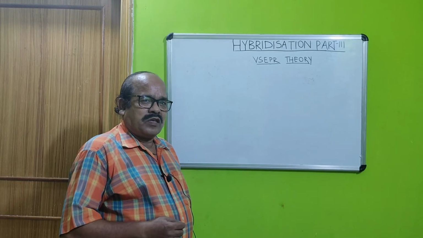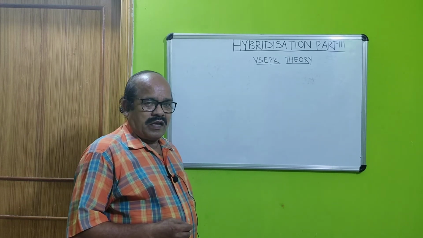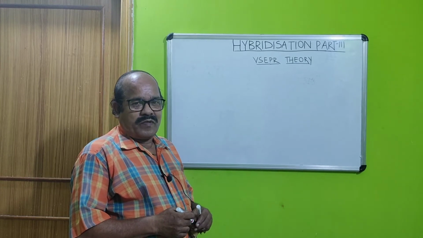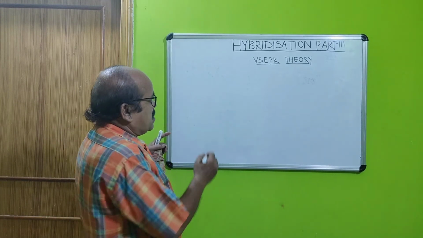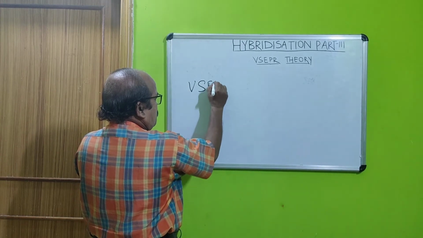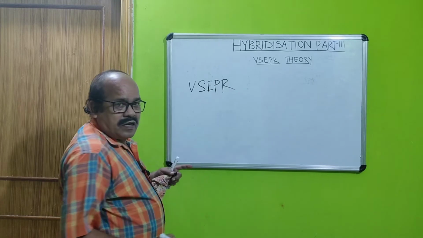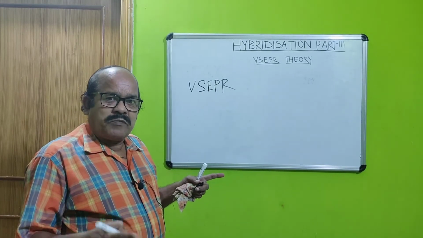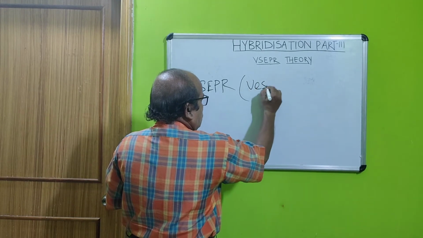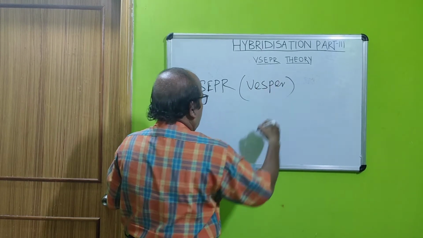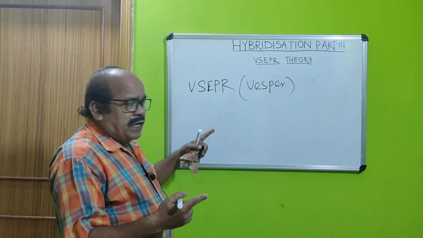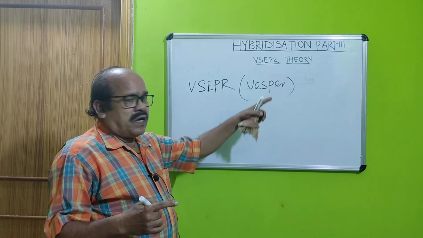Today's topic is hybridization part 3 on VSEPR theory. This is VSEPR theory. It is pronounced as VSEPR. The spelling of the word is VSEPR, but it is pronounced as VSEPR.